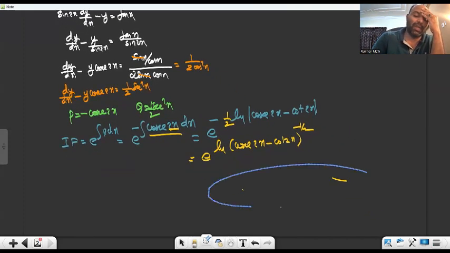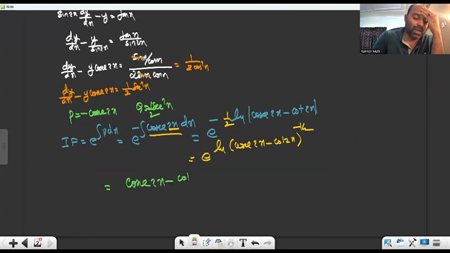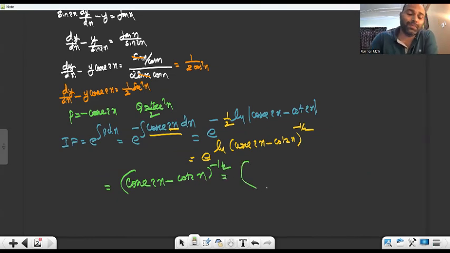Please write it up. Anybody have a problem, let me know. e and log get cancelled. So it will be cosec 2x minus cot 2x to the power minus half. Convert in terms of sine and cos. I told you, for the integrating factor there is a chance for an MCQ also. 1 by sin 2x minus cos 2x by sin 2x, to the power minus half.